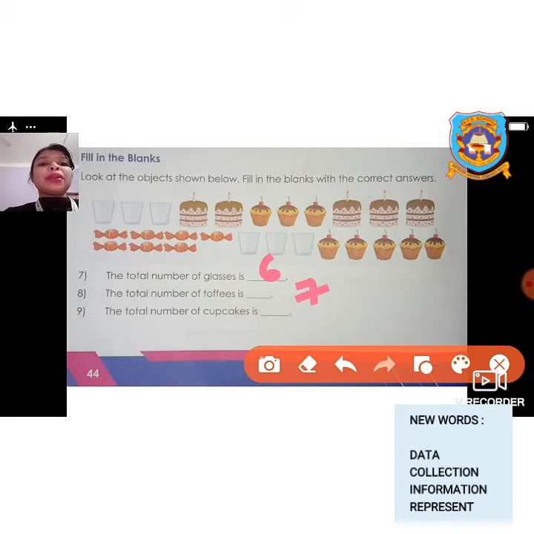The total number of cupcakes. So how many cupcakes are there? It has got 1, 2, 3, 4, 5, 6, 7, 8. So how many cupcakes are there? There are 8 cupcakes.